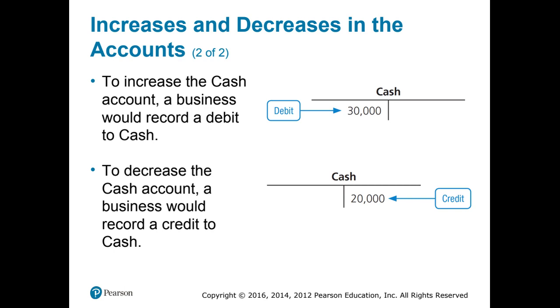To increase the cash account, a business would record a debit to cash. So here we are increasing our cash account by $30,000. So we're going to debit our cash account by $30,000. This is an asset account. And then to decrease the cash account, a business would record a credit. So we paid $20,000 out. We took that money out of our pocket, out of our bank account, and we paid it towards something. So we're going to credit our cash account by $20,000.